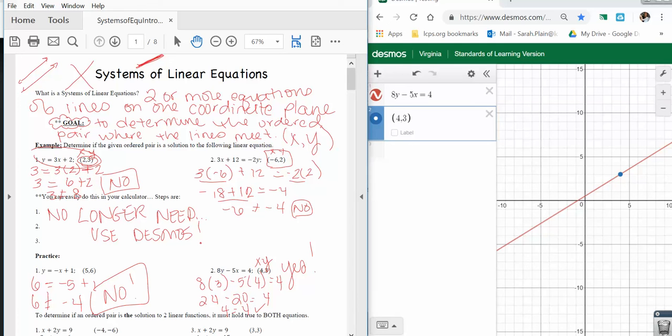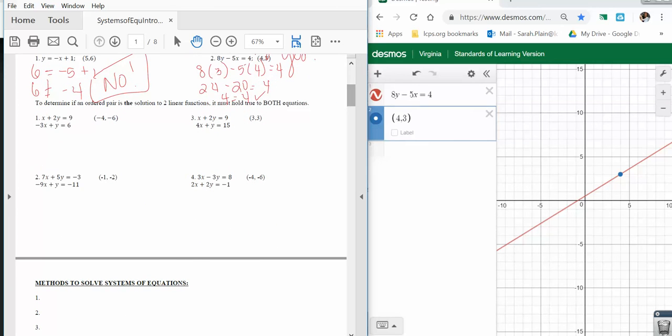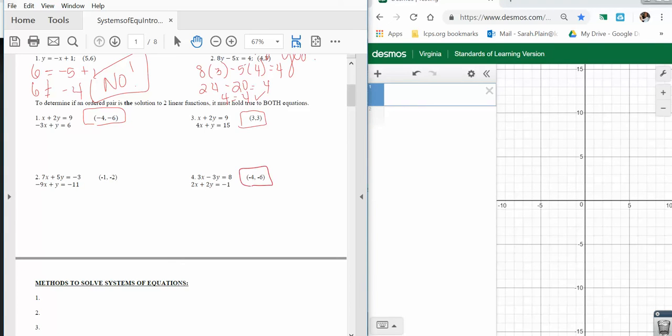So now, these were just equations of lines. Let's look at what a system of equations looks like. These 4 examples down below are examples of what systems of equations look like. There are 2 equations of lines, and I want to know where they meet. That's my goal. So I want to determine whether or not those values are where they intersect.